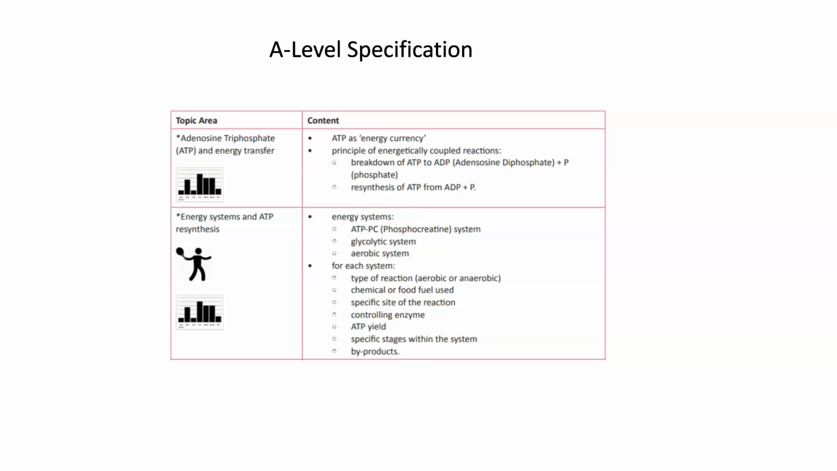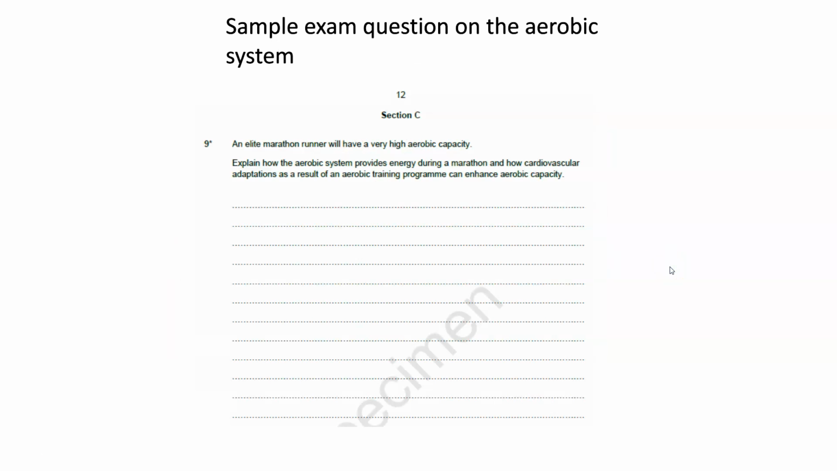The last energy system we need to look at is the aerobic energy system, which we're going to be starting on this screencast. If we look at a past exam paper specific to the aerobic energy system: an elite marathon runner will have a high or very high aerobic capacity. Explain how the aerobic system provides energy during a marathon and how cardiovascular adaptations as a result of the aerobic training program can enhance aerobic capacity.